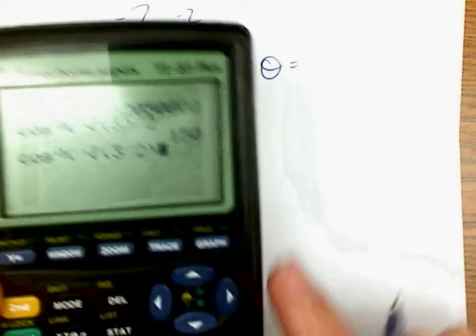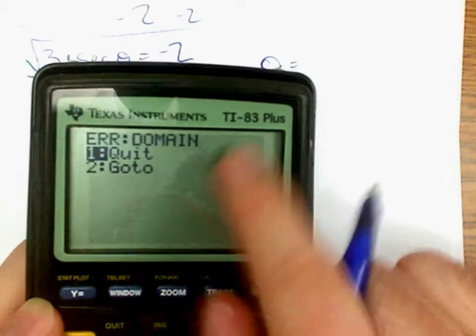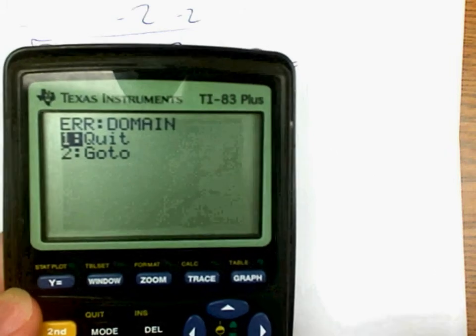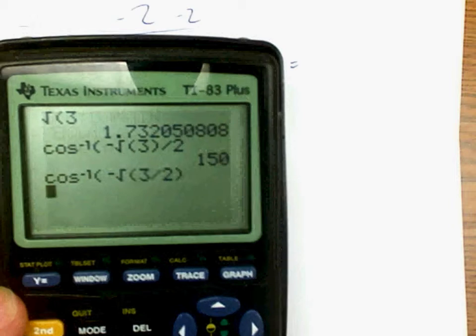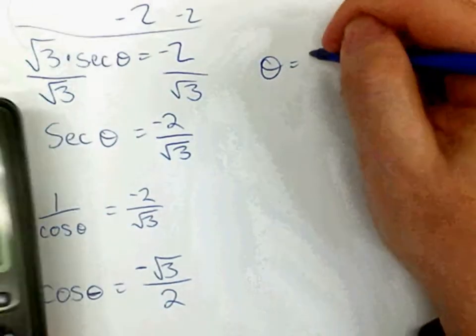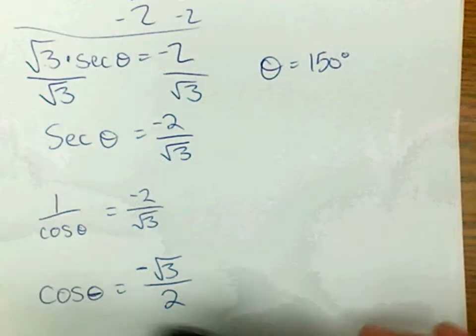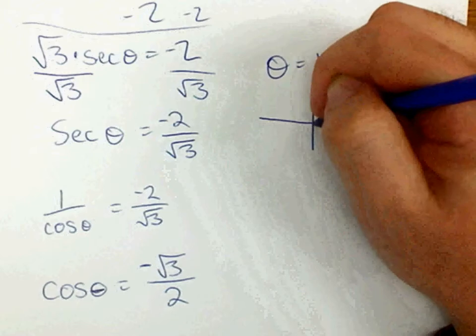This is not going to give me the same answer. So if you got a domain error on this problem, that means you typed something in your calculator wrong. Be extra careful about that. Always use more parentheses than you think you might need. But the one that actually worked gave me 150. So theta is 150 degrees, which you may have remembered. That is in quadrant 2.